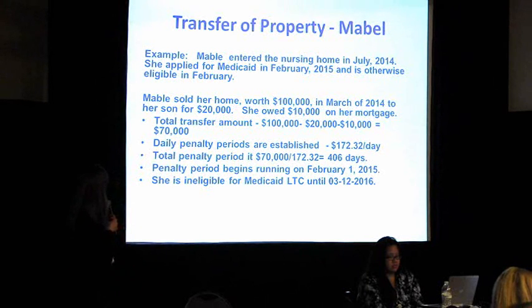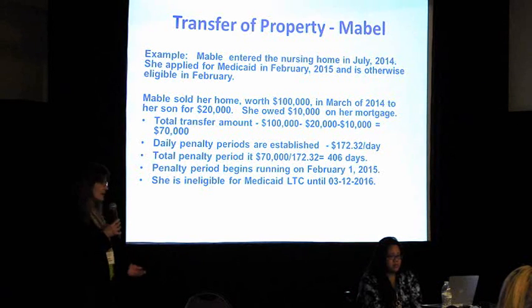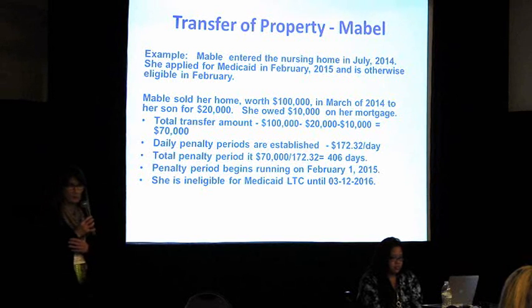And in return, what happened is she ended up needing to go into the nursing home, and now she's out of money. So we're going to take a look at that total transfer, which was $100,000. We're going to reduce it by the amount that she received for the home, which was $20,000, less the amount that she owed on the home, which was $10,000.